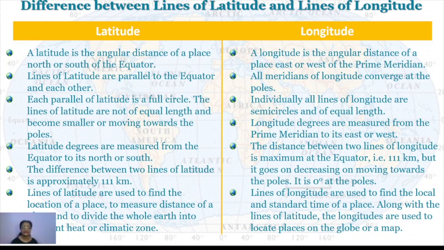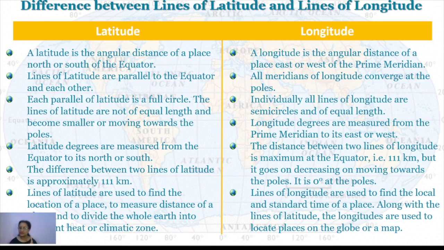And one more difference is there. The uses of lines of latitude you can mention here. So the lines of latitude are used to find the location of a place, number one. Number two, to measure the distance of a place in reference to the equator, and to divide the whole earth into different heat zones. Same way, lines of longitude are used to find out the location of a place with the help of latitude.